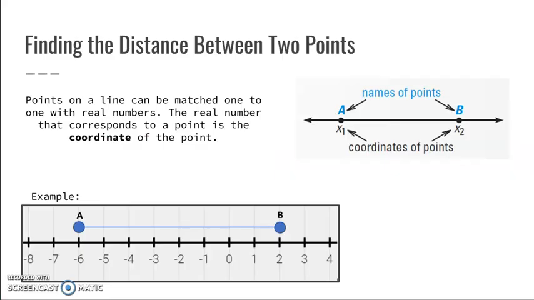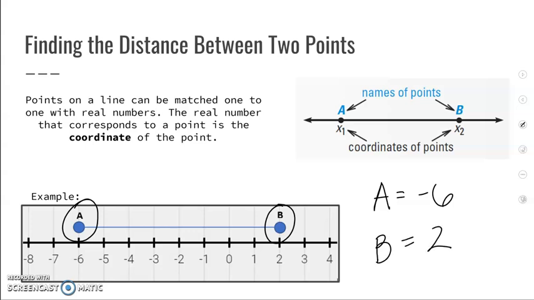Points that lie on a line can be matched one-to-one with real numbers. The real number that corresponds to a point is the coordinate of that point. So let's take a look at an example that we see here. We have point A and point B. The coordinate of point A is -6, and the coordinate for point B is +2.